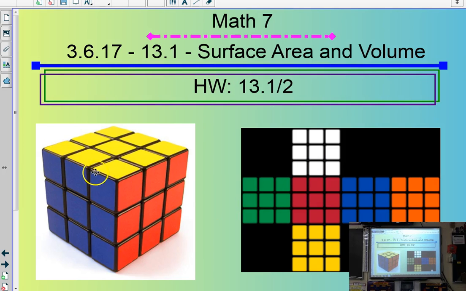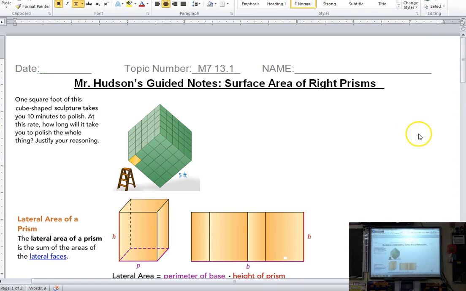Now, we say that each edge is 1 unit. So this is 3 by 3. Each of these little boxes is going to be 1 square unit. So on the blue face, what's the area of the blue face? How many squares? 9, right? So that would be 9 units squared.